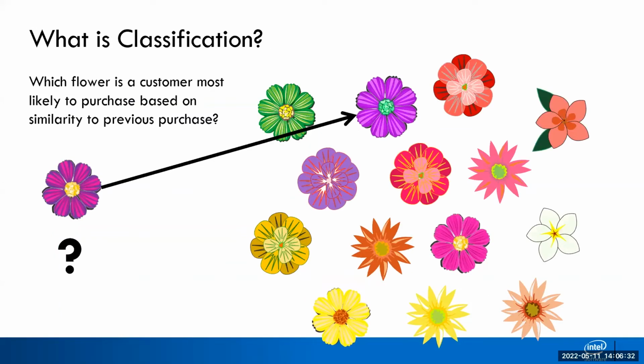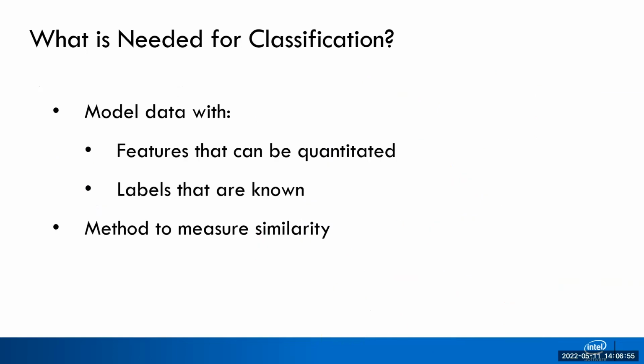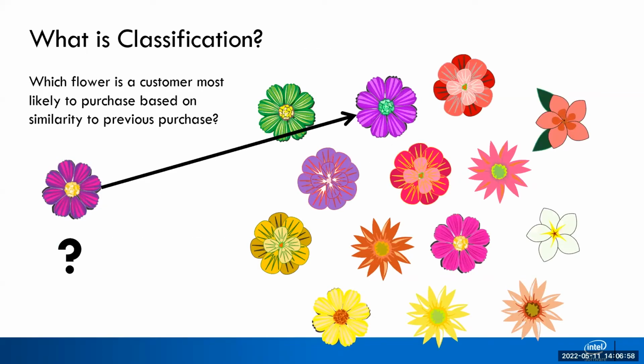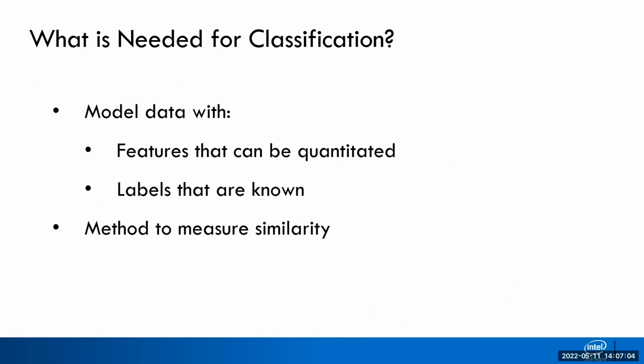Right, slowly coming into the context, if you see the classification, for example, this is an example where we have to predict which flower a customer is most likely to purchase, based on something similar to previous purchases. So the features we can take as the petals, the size and color, and the labels we can predict are the actual flowers that the customer is going to buy. And so what is needed for the classification?